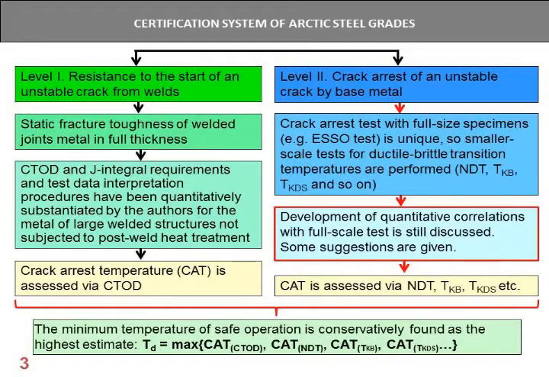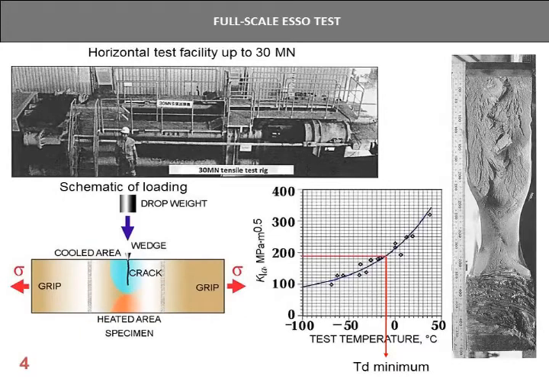In Russian practice of several decades, the following tests are applied: TKB, NDT, TKDS, DWTT, and so on. So the aim of this research is a suggestion of quantitative correlations of different ductile to brittle transition temperatures with the crack arrest temperature of particular steel, determining the minimum safe design temperature of structures.